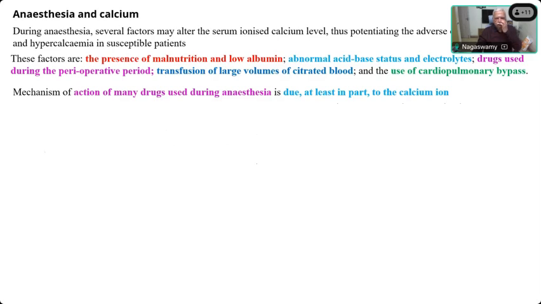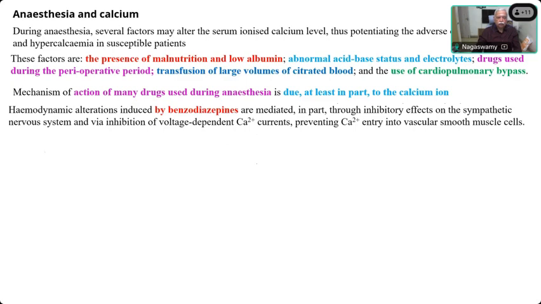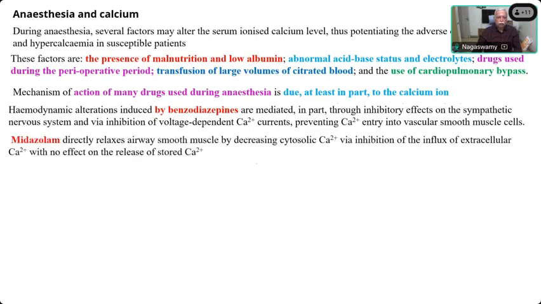And many actions of drugs during anesthesia are indirectly due to the calcium action. For example, the hemodynamic alterations induced by benzodiazepines are mediated in part by the inhibitory effects on the sympathetic nervous system via inhibition of voltage-dependent calcium channels or calcium currents, preventing calcium entry into the vascular smooth muscle. Midazolam directly relaxes airway smooth muscle, again by decreasing cytosolic calcium.